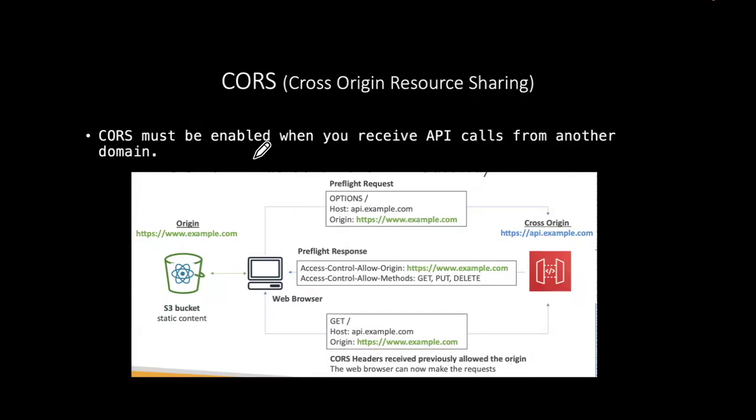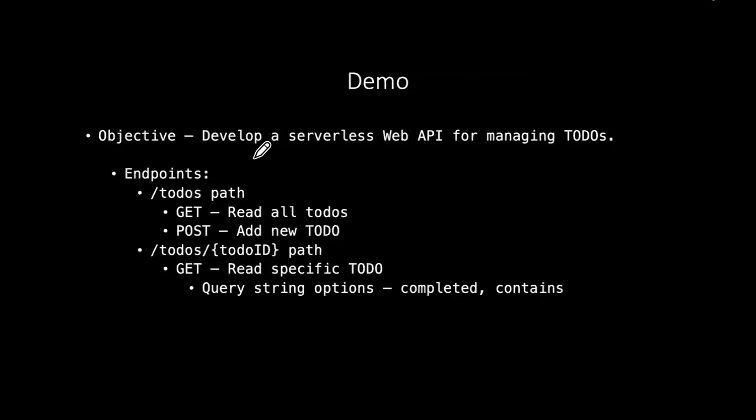CORS is something that we're very familiar with. CORS is something that you need to configure for your web API. I don't need to go into explaining what CORS is all about, but suffice it to say that, as we'll see, we need to configure the CORS integration for any web API that we create using API Gateway.